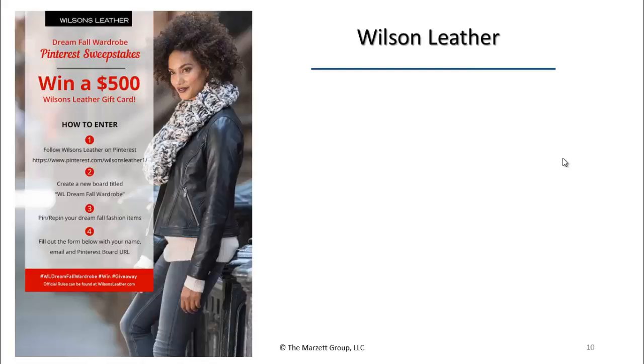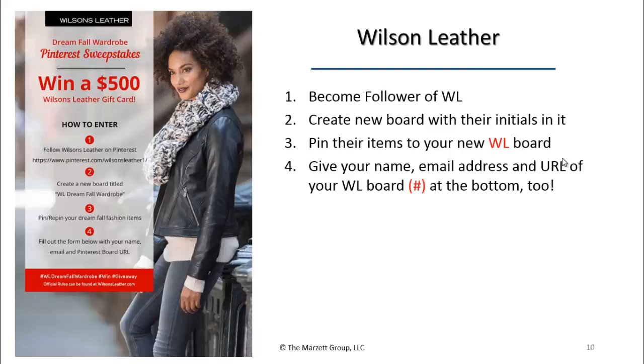I wasn't sure how well you could actually see the how-to-enter guidelines on the pin itself. This is the actual contest pin, and you can see it's a woman wearing an obvious Wilson Leather jacket. Then it just says the contest rules, and it's the Fall Dream Wardrobe. So let's walk through the actual rules and what they did, and let's assess it.